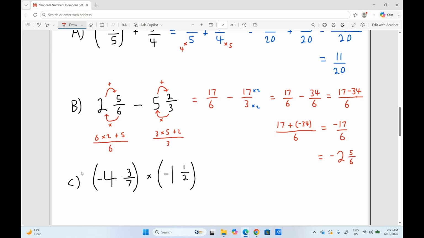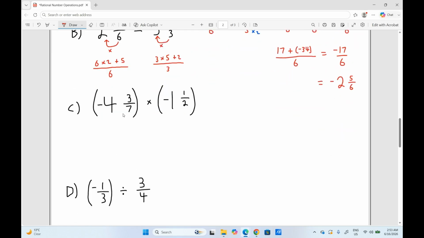Now for C, I have negative 4 and 3/7 times negative 1 and 1/2. You cannot multiply mixed numbers together. You actually have to multiply them as improper fractions. So you're forced to change these into improper fractions. So I'm going to multiply, then I'm going to add. One thing I want to note is when I change these mixed numbers into an improper fraction, you want to ignore the negatives first and just compute as is.